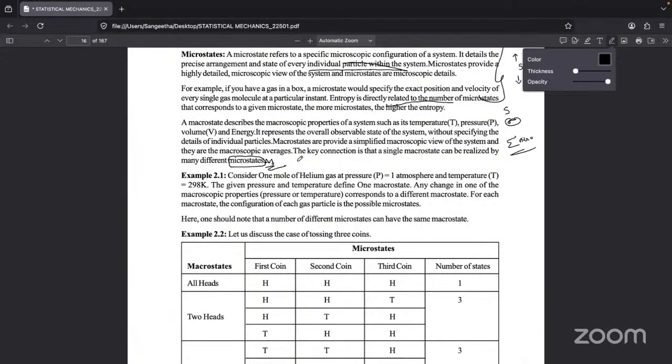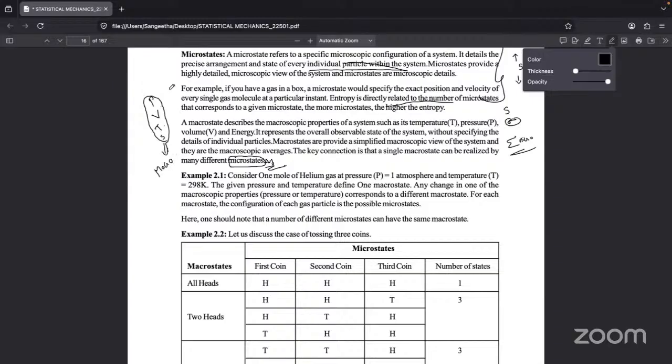In macrostates, what examples can we take? We can concentrate on pressure P, volume V, temperature, and S. So we study pressure, volume, temperature, and S. These four belong to macro.